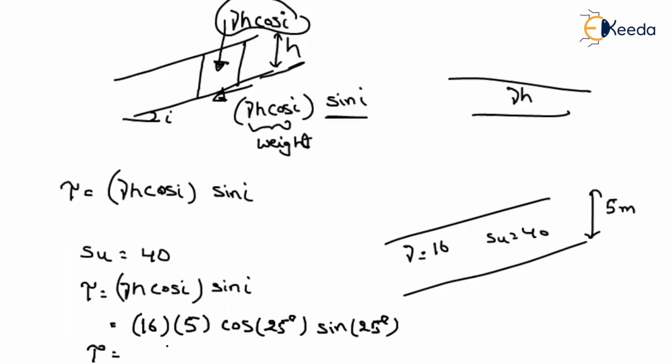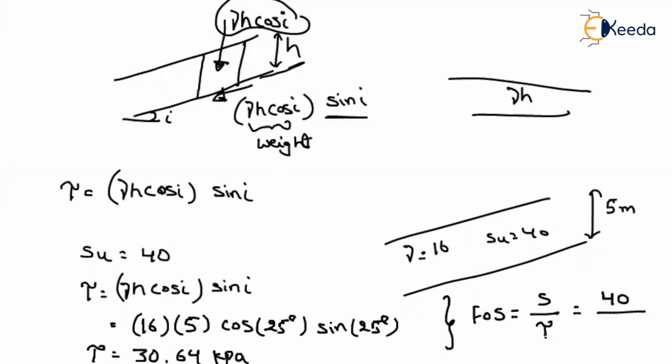Cos 25 into sin 25 into 16 into 5. Then you are getting this value around 30.64 kilopascal. That means what about the factor of safety? Factor of safety will be equal to shear strength divided by shear stress. What is the shear strength? 40. What about the shear stress? 30.64. By comparing this, you can say the factor of safety is greater than 1.